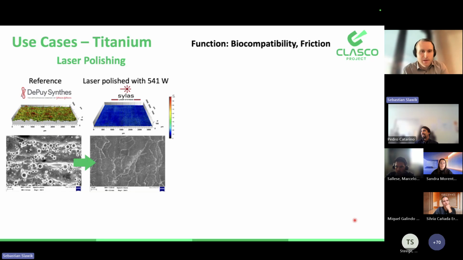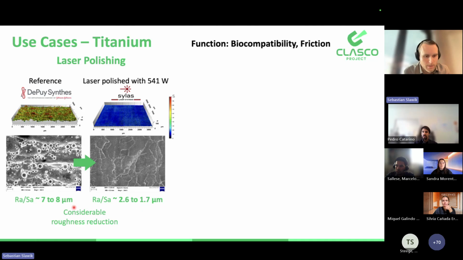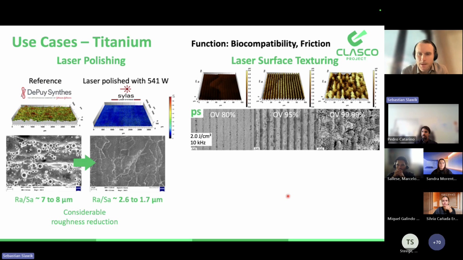Afterwards, after manufacturing of the parts, we do the laser polishing. This is shown here. Here you see typical appearances in the additive manufacturing process, like molds and droplets, a high roughness. And this is also the core of the CLASCO project, that we can deal with high roughnesses. After laser polishing, you see a big improvement here, which is also shown in the roughness values, which are considerably reduced. After the laser polishing, we do laser surface texturing.